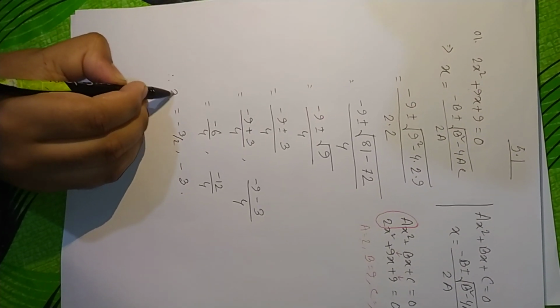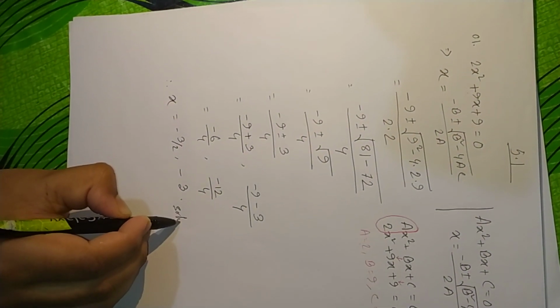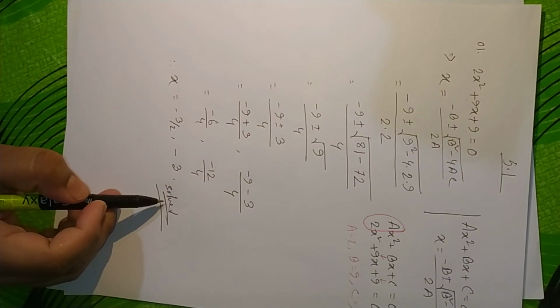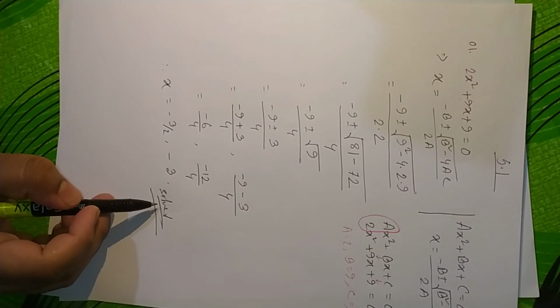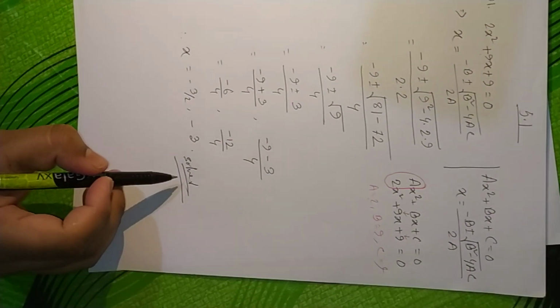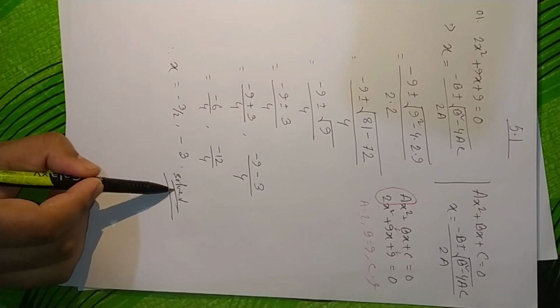So the value of x is this. This is our solution. We have to write "solved," not "answer." Why? Because the question tells us to solve the equation. That's why you have to write here "solved," not "answer."